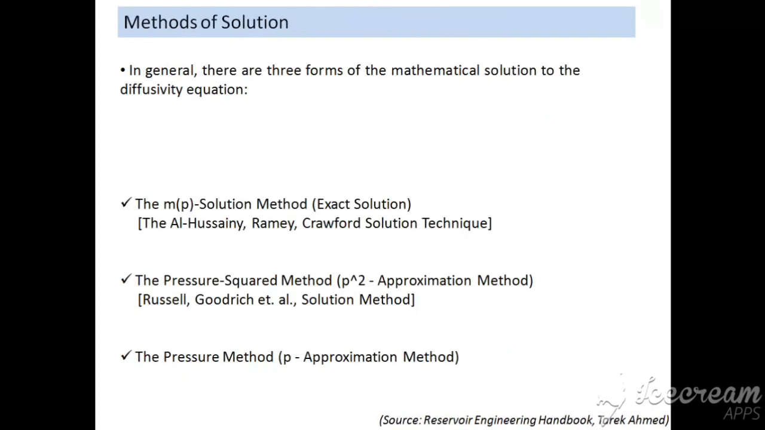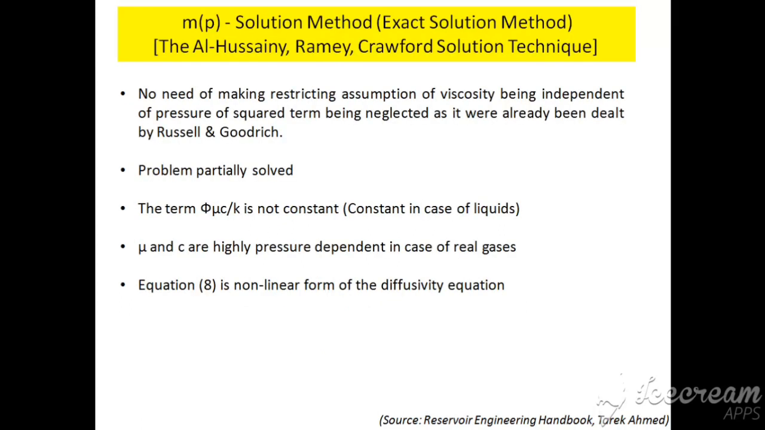So now there are three methods of solution, as we have mentioned in the presentation outline. There are the m(p) solution method, the pressure squared method, and the pressure method. We will look into the m(p) method for the exact solution, and we will just see the results of the other two methods and compare them at the end. The first solution method, the m(p) solution method, is also known as the Al-Hussainy-Ramey-Crawford solution technique.